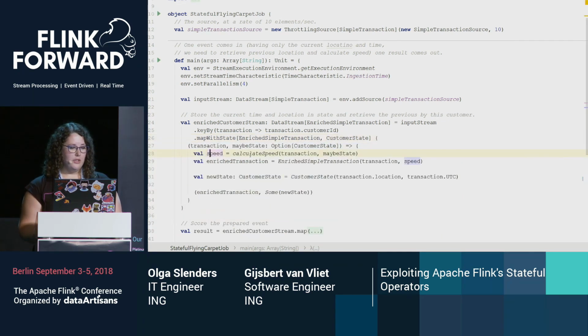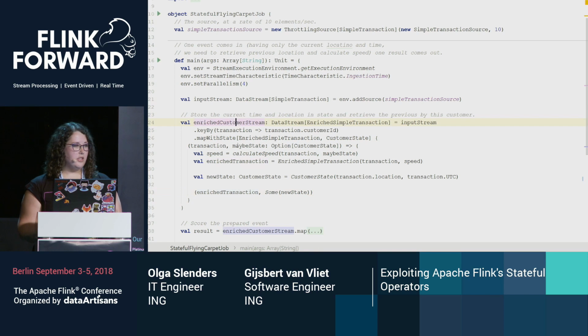Well, we are calculating the speed with our beautiful business logic, which we don't care about at this point. We are producing the enriched transaction event by copying the transaction and adding a speed to it. We also are preparing the new state that we are going to store for the future transaction to calculate the speed then. And as a map state works, we need to return a tuple of a produced event, the enriched transaction at this point, and the optional new state that we're going to have to keep.